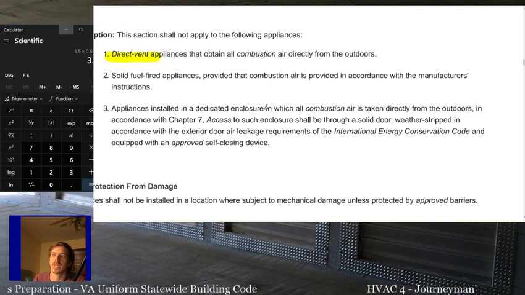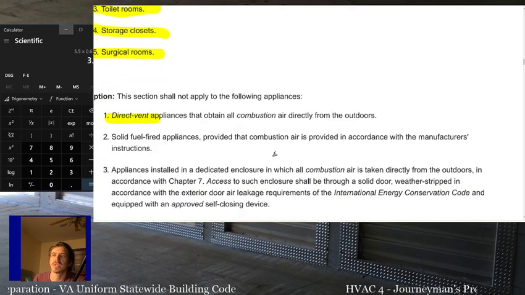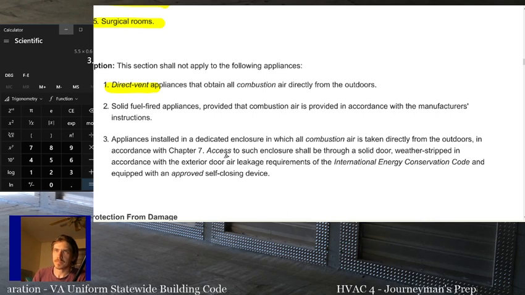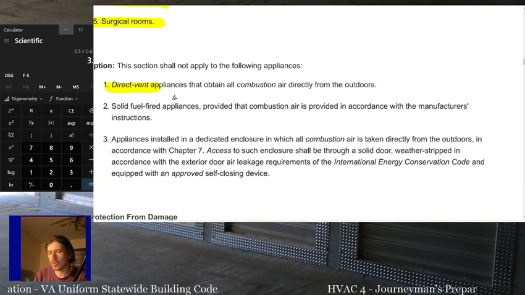And appliances installed in a dedicated enclosure in which all combustion air is taken directly from the outdoors in accordance with Chapter 7. Access to such enclosure shall be through a solid door, weather stripped in accordance with the exterior door air leakage requirements of the Energy Conservation Code and equipped with an approved self-closing device. So this is what you see a lot of times on garages that have equipment. If you have a garage and the equipment is located in a room off the side of the garage, A, that could be considered a storage closet, and B, a lot of your fuel codes don't allow those appliances to be located in a garage.